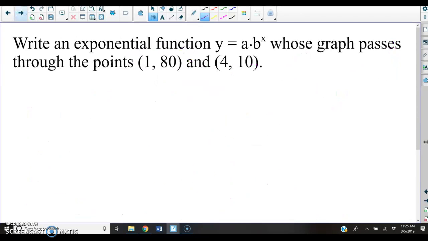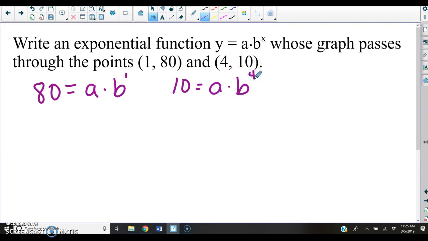Here's a second one. Write another exponential that passes through (1, 80) and (4, 10). It gets smaller, so your b is going to be less than 1, between 0 and 1. So 80 equals a times b to the 1. That's always nice. And here 10 equals a times b to the 4th. So again, we solve for a and substitute it in the other equation.